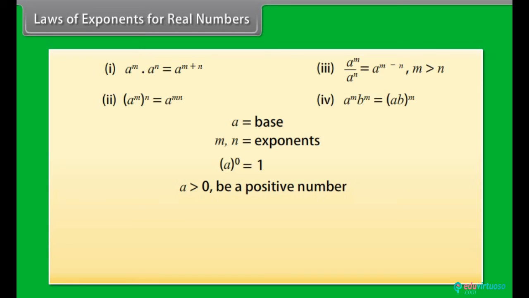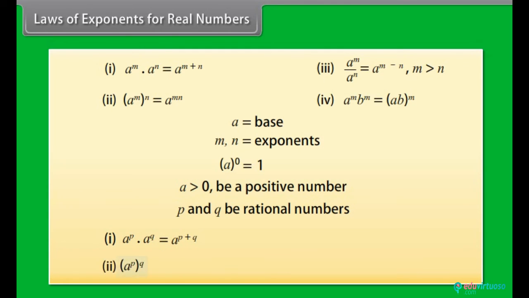Now let a greater than 0 be a positive number and p and q be rational numbers, then we can say that in multiplication, when bases are same, powers are added. In division, when bases are same, powers get subtracted. And when powers are same and bases are different and are getting multiplied, then we take the power as common.